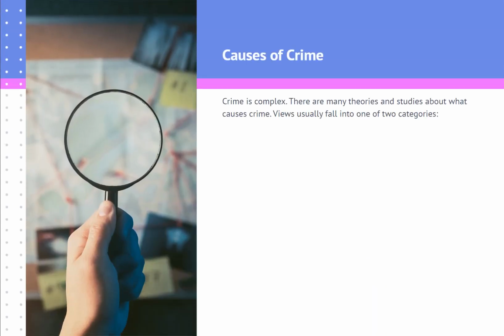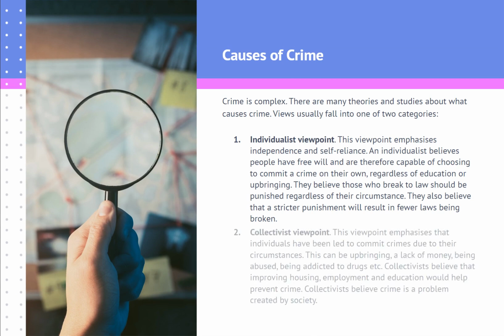Causes of crime. Crime is complex. There are many theories and studies about what causes crime. Views usually fall into one of two categories. 1. Individualist viewpoint. This viewpoint emphasizes independence and self-reliance. An individualist believes people have free will and are therefore capable of choosing to commit a crime on their own, regardless of education or upbringing. They believe those who break the law should be punished regardless of their circumstance. They also believe that a stricter punishment will result in fewer laws being broken.